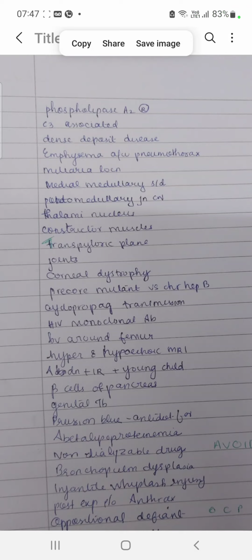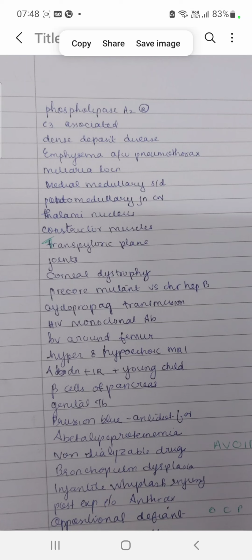Phospholipase A2 receptor is associated with membranous glomerulonephritis. That is seen in elderly and it has a spike and dome pattern. Then dense deposit disease, so MPGN type 1 and type 2. Type 1 MPGN has a tram track pattern. Type 2 has dense deposit disease. Type 2 is D, so dense deposit is type 2.